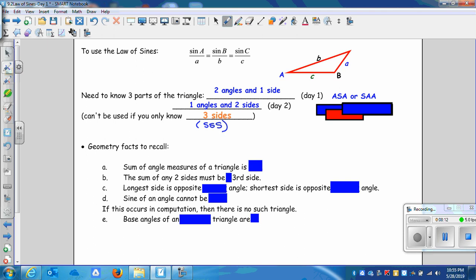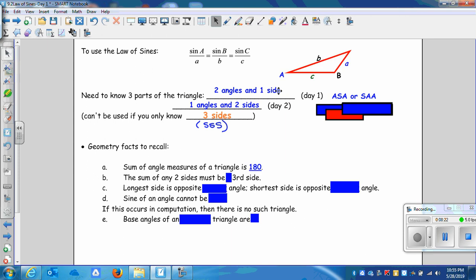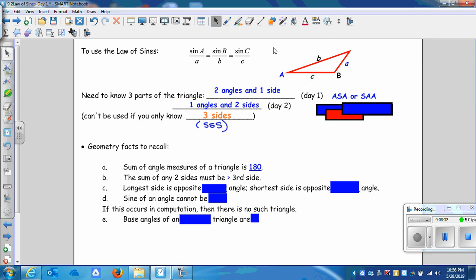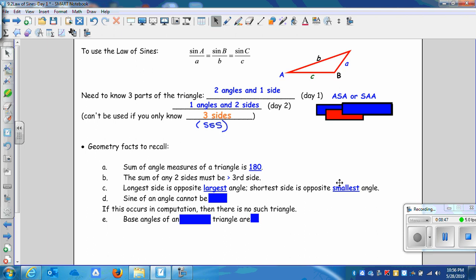So once again, let's go ahead and recall a few things from geometry that we might need to know. And let me switch gears here. So first thing is that the sum of the angles of a triangle have to be 180. In order to actually create a triangle, any two sides, their sum must be greater than the third side. And then of course there's the logic of sides. The longest side is opposite the largest angle. The shortest side is opposite the smallest angle.